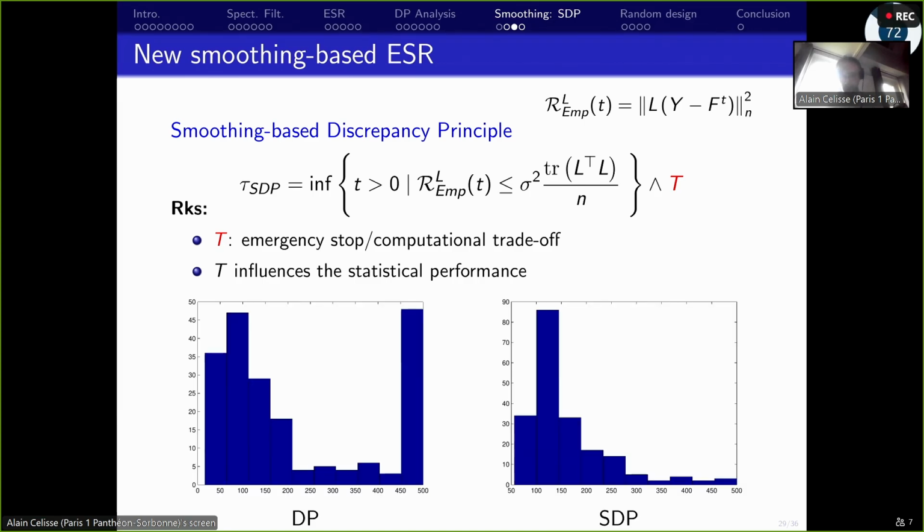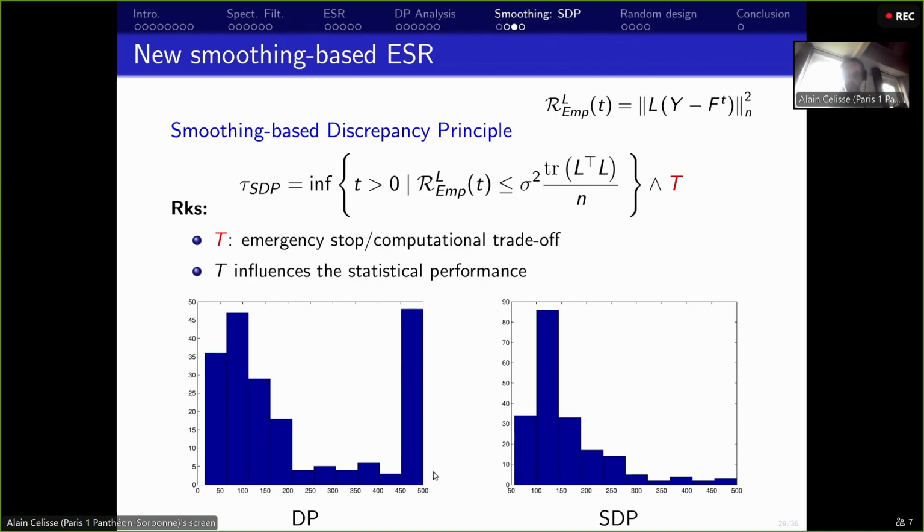And for illustration purposes, I can say that if you compare the value of tau dp over, let's say, 100 repetitions, you can display the histogram of the value of tau dp, the former stopping rule, and on the same experimental design you can compare the value of tau dp to that of tau sdp, the new stopping rule, on the same experiments.